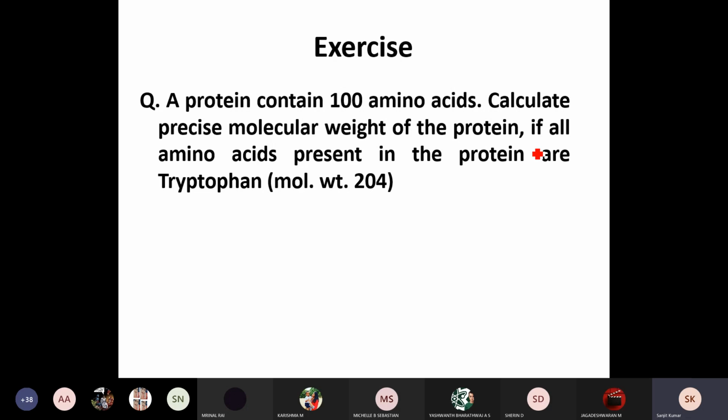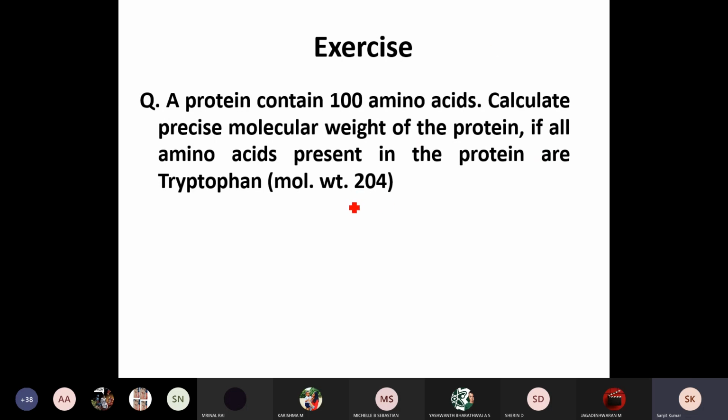Right now, in these 2-3 classes, I am summarizing this course so that you understand protein engineering. A protein contains 100 amino acids. Calculate the precise molecular weight of the protein if all amino acids present in the protein are tryptophan.